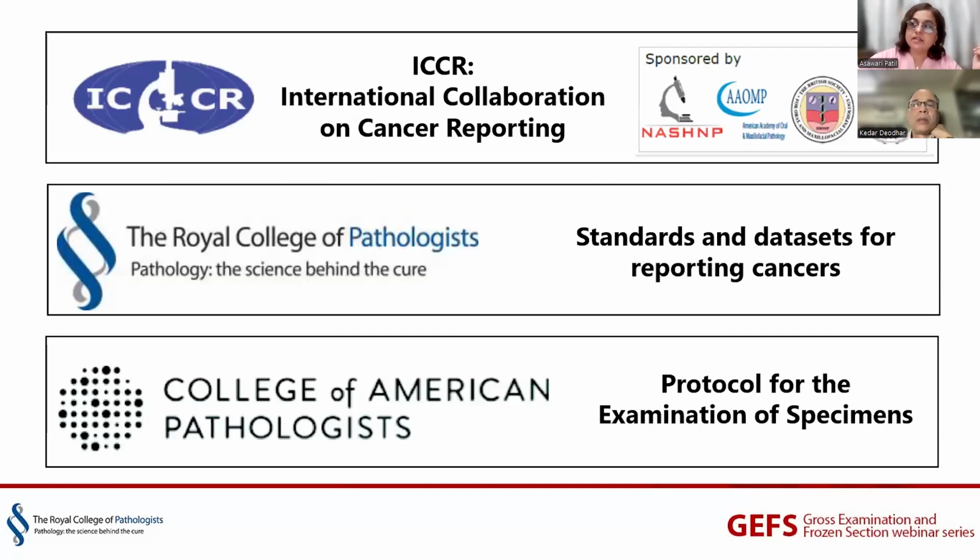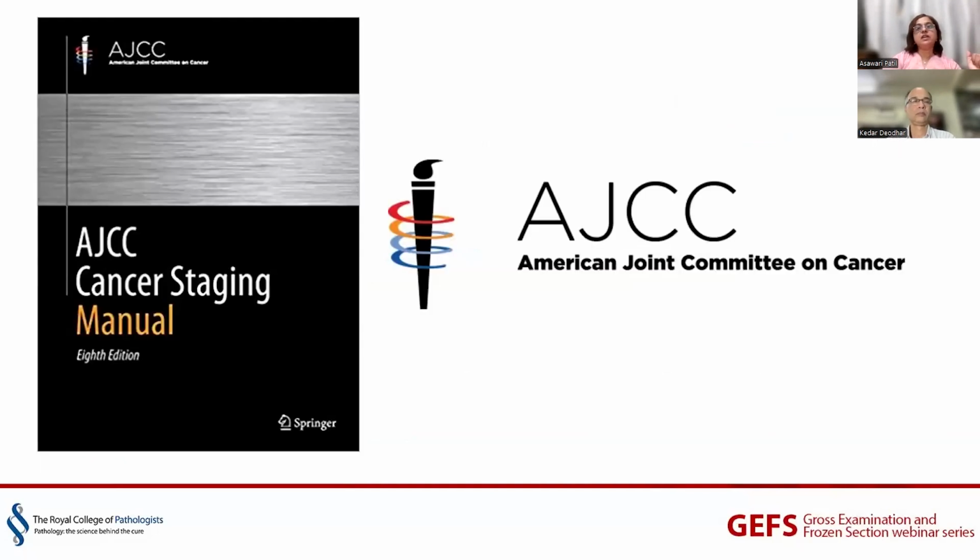Who decides the cancer data sets and how do we get them? They are all freely available on this website. International Collaboration on Cancer Reporting, Royal College of Pathologists, and College of American Pathologists, all of them have cancer data sets with detailed explanation of each and every parameter or element of the data set. So this is certainly valuable for any pathologist who is signing out the radical surgery specimen. Again, we need to understand the AJCC cancer staging manual as well.